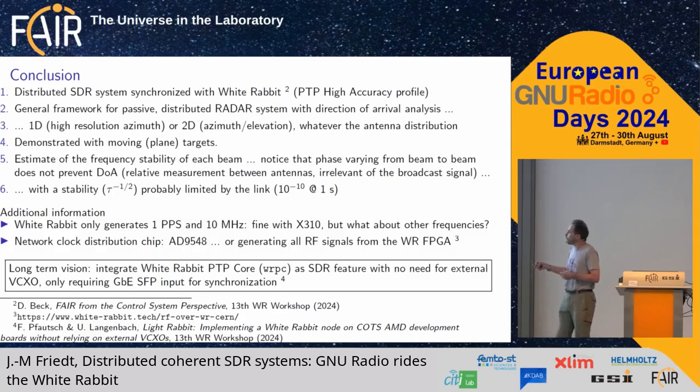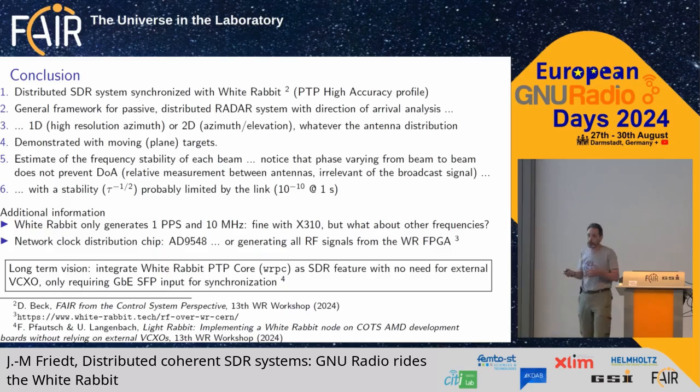Now, White Rabbit at the moment is only used as one part: White Rabbit generating 1 PPS and 10 megahertz, and on the other hand, the X310 receiving 1 PPS and 10 megahertz, which is fine for an X310, which is actually used for receiving anything. But what if you want to have something other than 10 megahertz? Part of my work is to try to see how I can generate any arbitrary frequency. There is one chip from Analog Devices, called a network clock synchronization chip, that will generate anything between 0 and 400 megahertz locked on the 1 PPS and 10 megahertz.